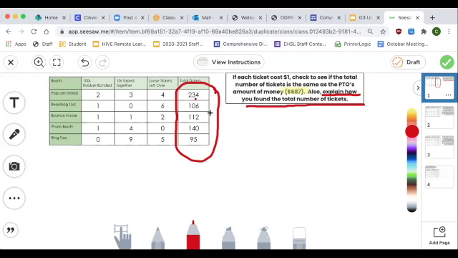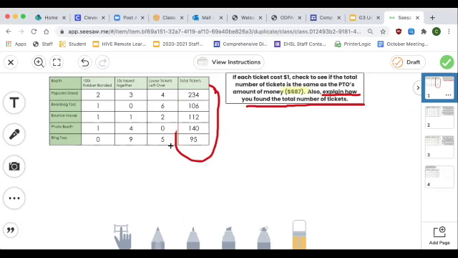So let's try another one. The beanbag toss ended up with 106 tickets at the end of Carnival. How much money did the beanbag toss have at the end of the carnival? So we need to figure out how much money each booth earned, and then we need to figure out all together how much money that is.